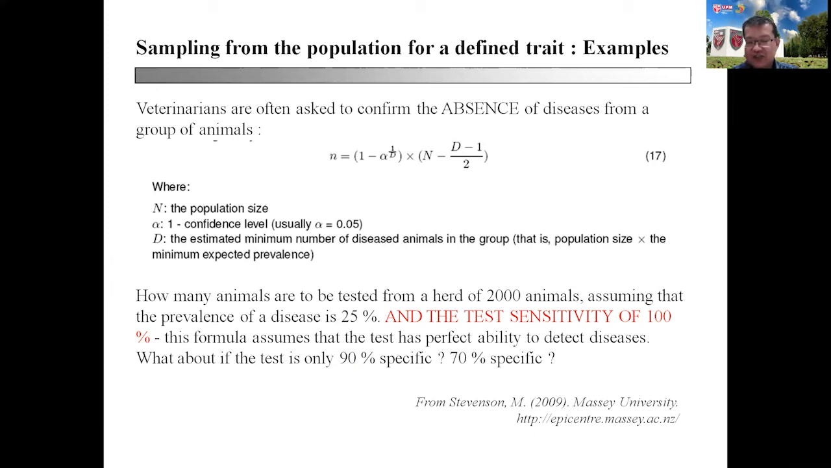Remember that this formula assumes that the test has perfect ability to detect diseases, which is not the case at all. Oftentimes you only have 50, 60, 70, or even maybe 90 or 99% to detect the diseases, but never 100%. So as you can see here, it will require you to have huge numbers of animals to be tested in order to ensure whether a disease is completely absent from a group of animals. Again, this is an adaptation of the formula that has been given earlier to rule in or to rule out a particular phenomenon.